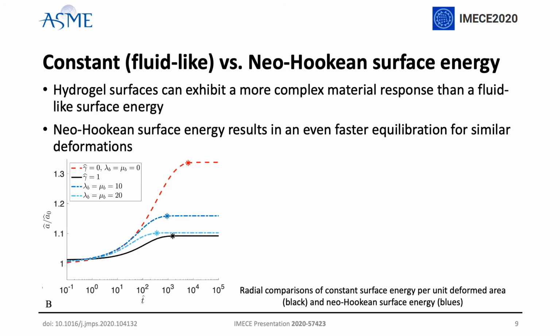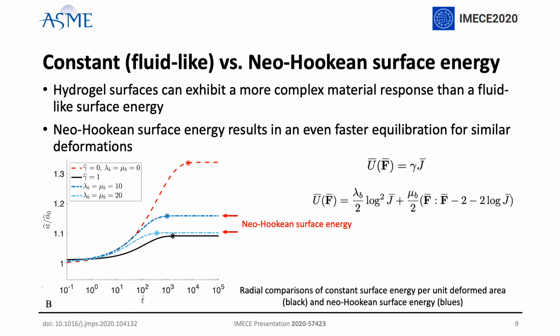Up to this point, we have been considering constant surface energy per unit deformed area. But what if we consider a more complex material response, such as a neo-Hookean surface energy? In these plots, the red dashed line indicates the case without any surface energy for comparison to a case with significant constant surface energy. And recall, this is the associated surface free energy density. The blue cases indicate cases where a neo-Hookean surface energy is prescribed and the related free energy density is given, where lambda b is the area modulus and mu b is the surface shear modulus.